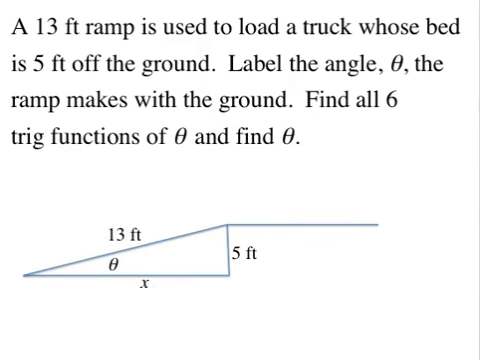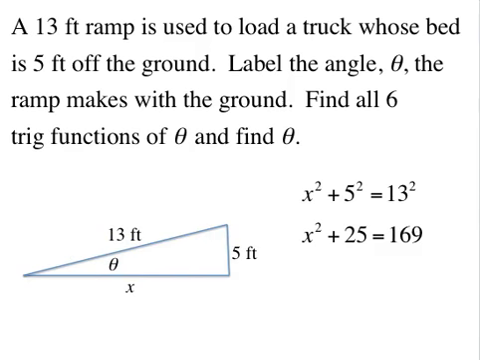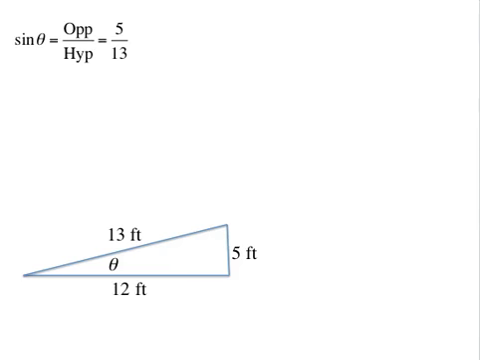We can find that with Pythagoras. So there's x. X squared plus 5 squared is 13 squared. X squared plus 25 is 169. X squared is 144. X is 12. So this is 12 feet, 5 feet, 13 feet. We have enough to answer all of the questions using the trigonometry.